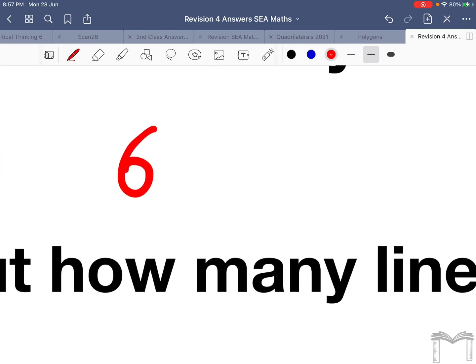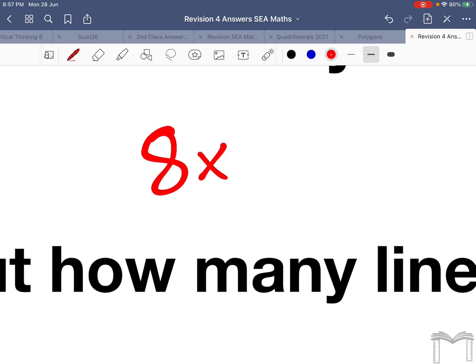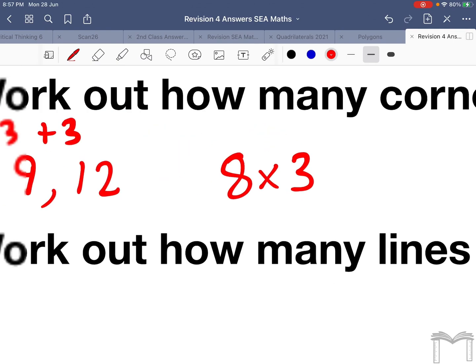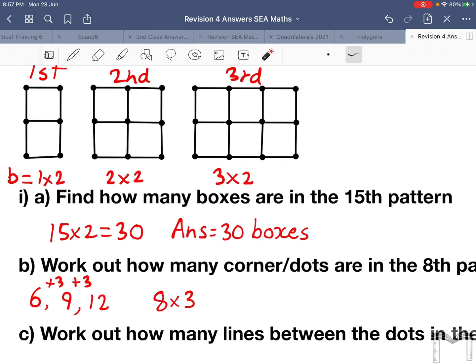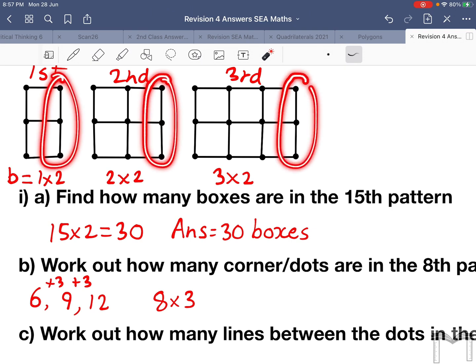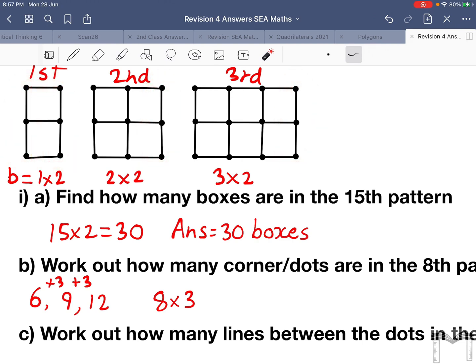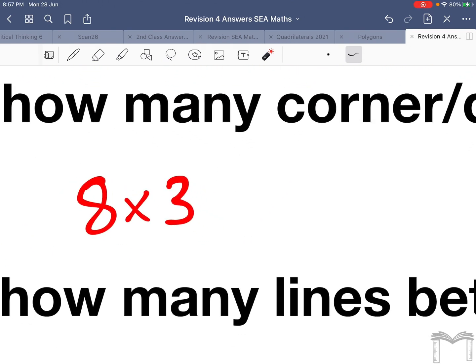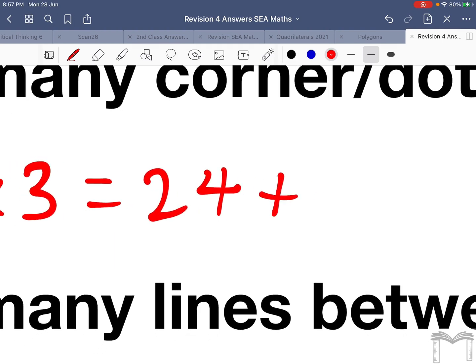So we can say the 8th pattern times 3, right? Because here we have 3 more every time. The only difference is we have an extra 3 to start with, right? We started with 6 and then we keep adding 3 going forward. So it's 8 times 3, so that will give you 24. And we must add 3 for the extra 3 that we started with.